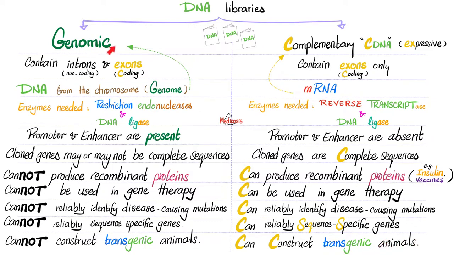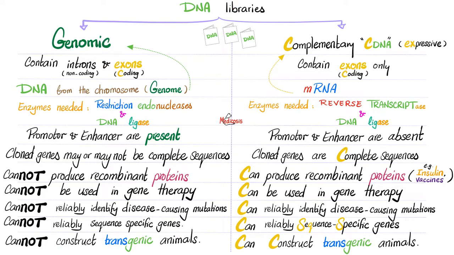But look at the genomic ones, the ones that have the bad guys. We cannot produce recombinant proteins like insulin. They cannot be used in gene therapy. We cannot reliably identify disease-causing mutations. We cannot reliably sequence specific genes. And we cannot construct transgenic animals. How did we make genomic DNA libraries?